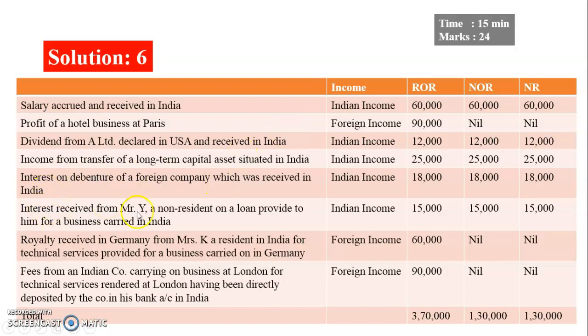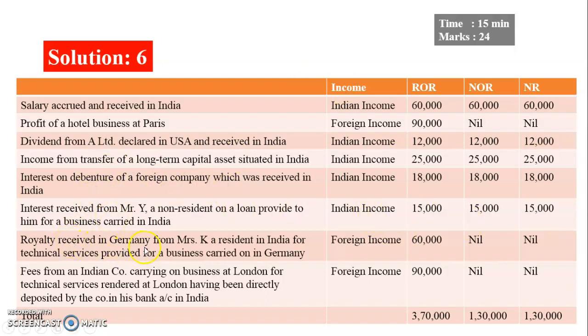Then interest received from Mr. Y, a non-resident, on a loan provided to him for a business carried on in India. So this is the case of your royalty, technical fees and interest. In case any amount is received from a non-resident, but that amount is used for a business in India, it will be considered as deemed to accrue or arise in India. So this is Indian income chargeable to all three.